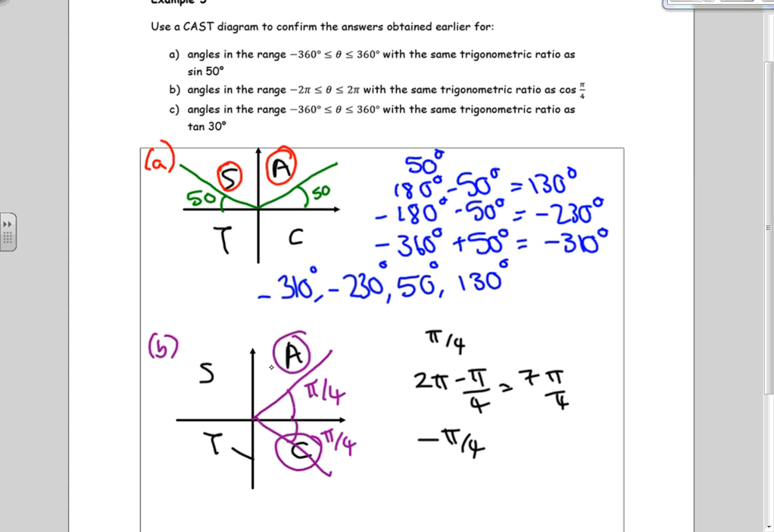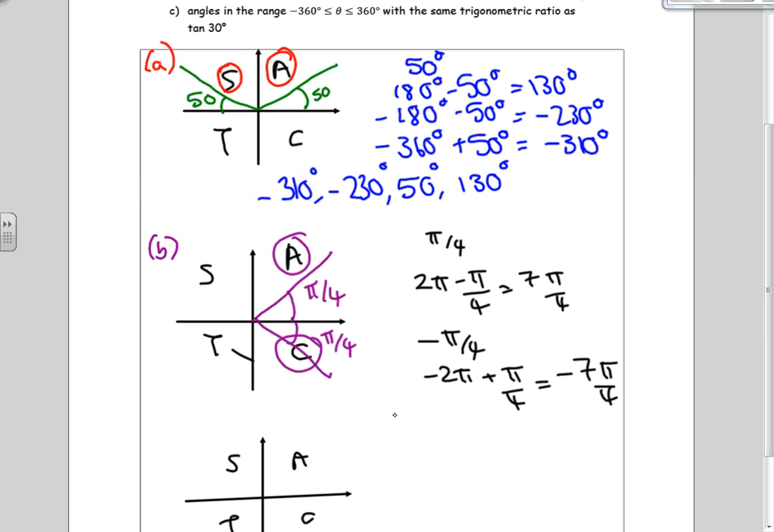And then all the way around again, so I have minus 2 pi plus pi over 4, which gives me minus 7 pi over 4. So I end up with 4 values again of minus 7 pi over 4, minus pi over 4, pi over 4, and 7 pi over 4, where each one of these is in radians.